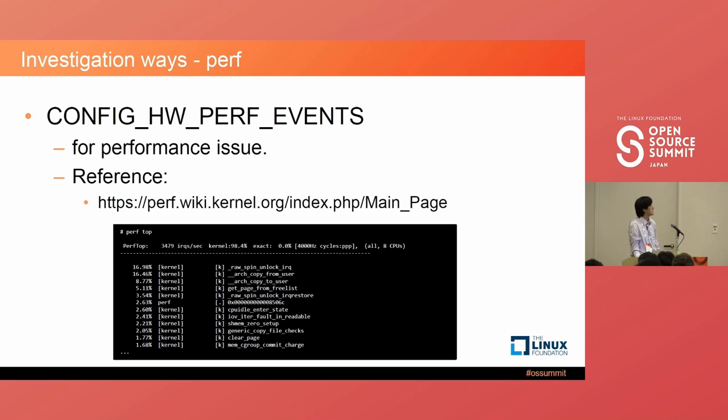Also, the kernel has the perf command to investigate performance issues. For example, the command can show the kernel functions with the CPU load and the number of interrupts. This is useful for performance issues.